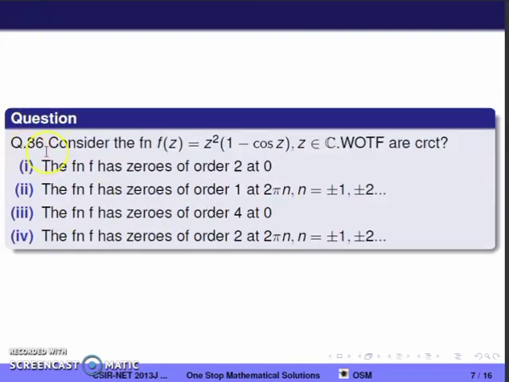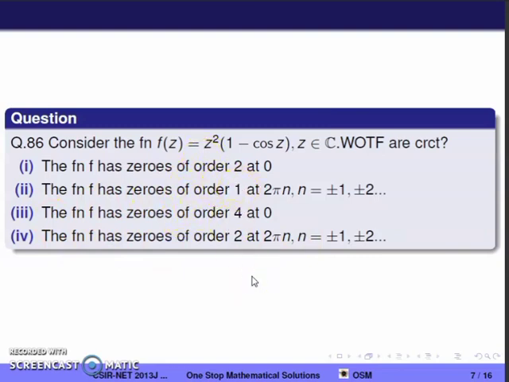Next question 86. Consider the function f of z is equal to z square into 1 minus cos z, z an element of C. Which of the following are correct? So we have given a function. We have to check which of the options are true. So the options are asking about the zeros of f of z, what order it has.